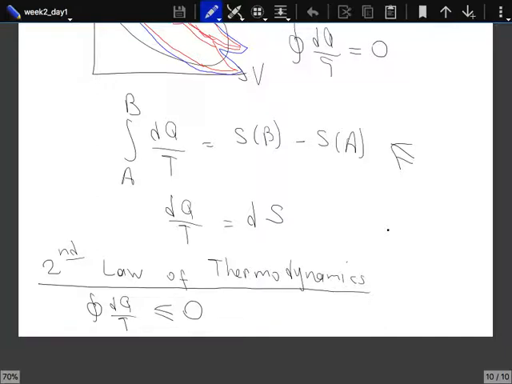But the second law of thermodynamics kind of generalizes this relation. It says that the integral of dq over T for an arbitrary process, whether it is a quasi-equilibrium, reversible or non-reversible process, doesn't have to be zero, but it is either zero or less than zero. So it will be zero if it is a reversible process. It will be less than zero if it's a non-reversible process. This is the second law of thermodynamics.